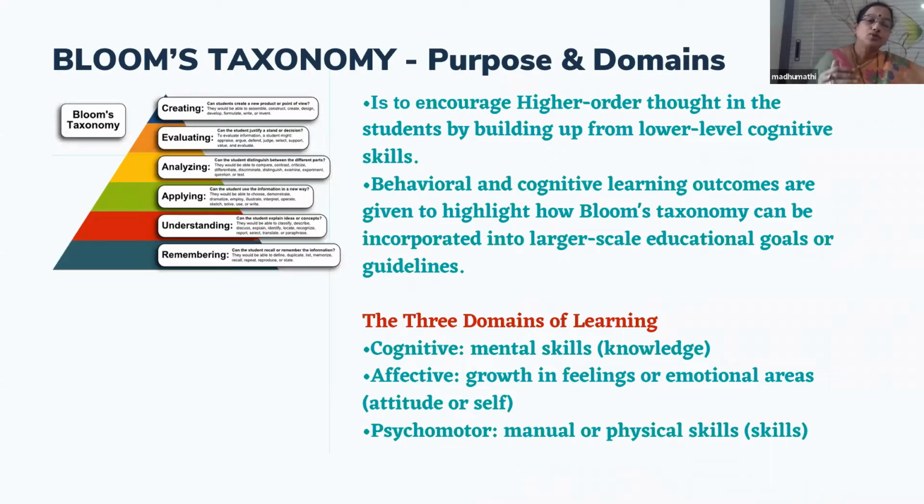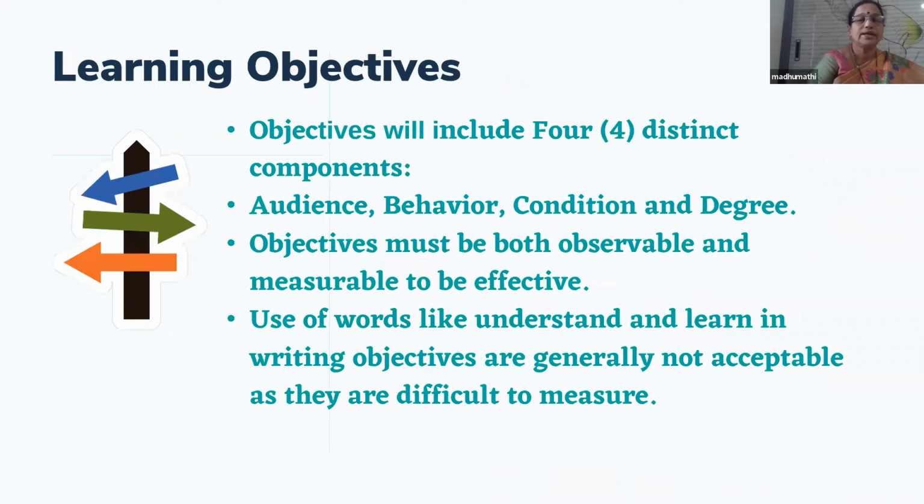So the top two levels, evaluating and creating, come under higher order thinking. Analyzing and applying come under intermediate order thinking. Understanding and remembering come under the lower level of understanding.